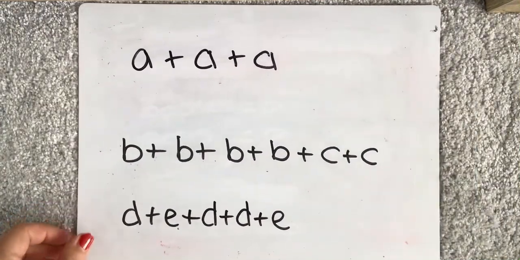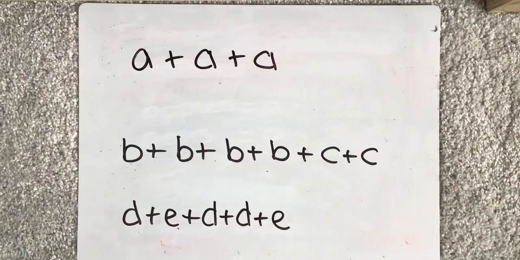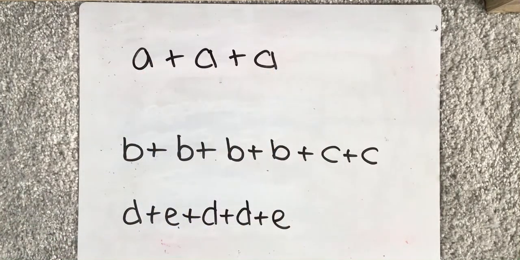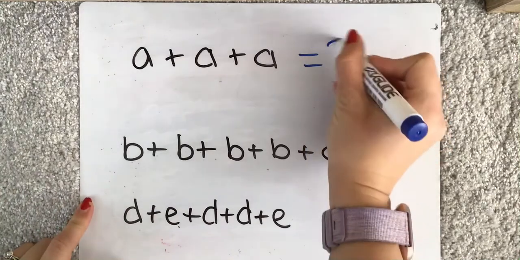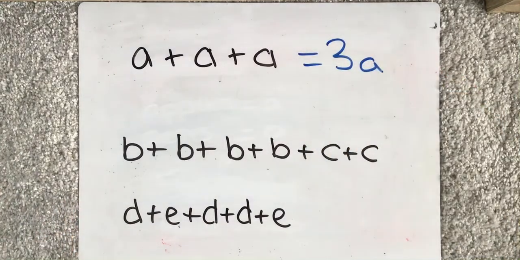So just things like A plus A plus A. Well, I've got 1, 2, 3. So altogether, I've just got 3A. Okay, it's very straightforward, very simple.